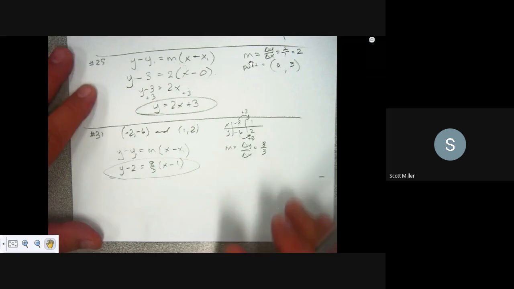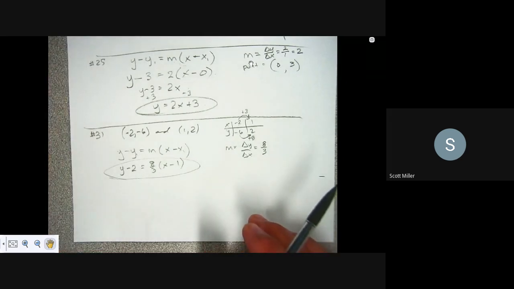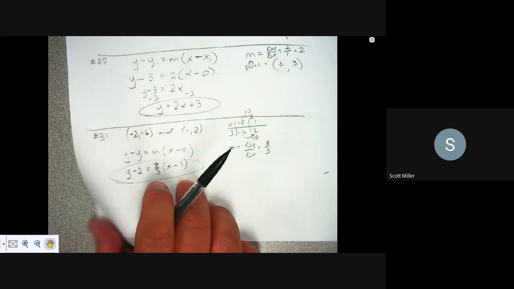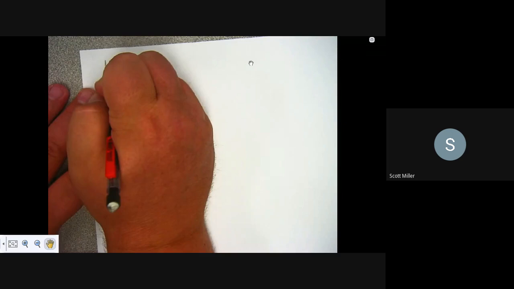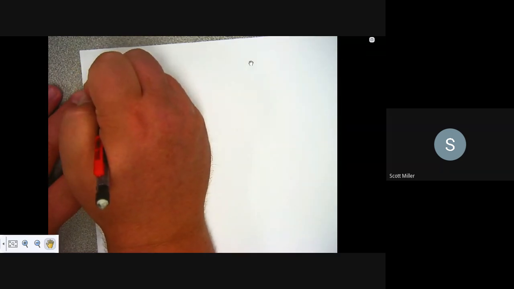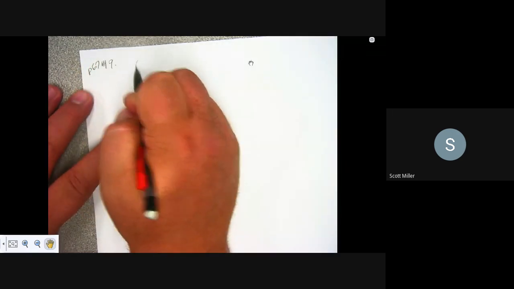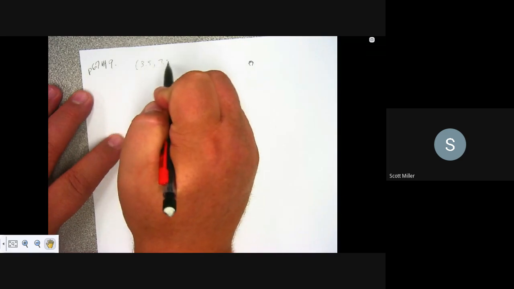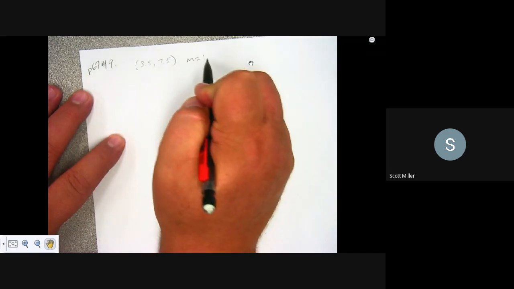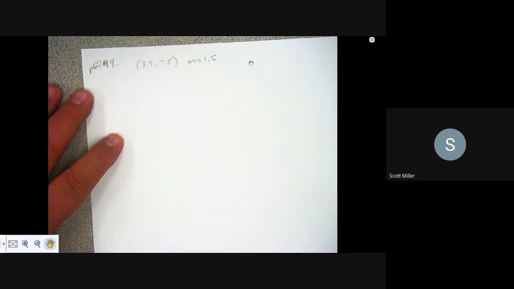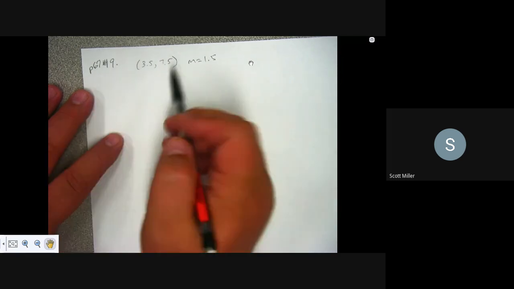Okay? Now, let's go to page 67. On page 67, you asked to see number 19. This one, they gave you a point, (3.5, 7.5), and they gave you the slope of 1.5. They asked you to write the equation of a line that has that information. Well, to write the equation of a line, I need what? A point and a slope. There you go. That's simple. You're already done.